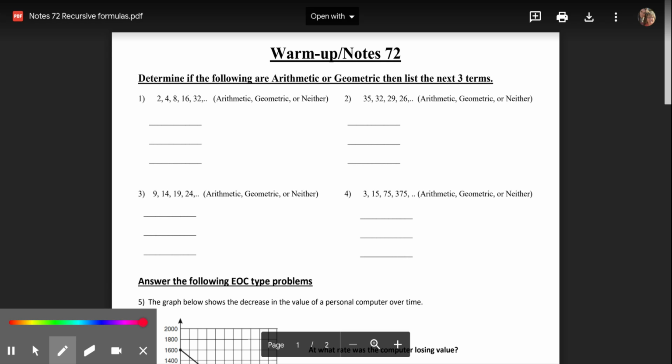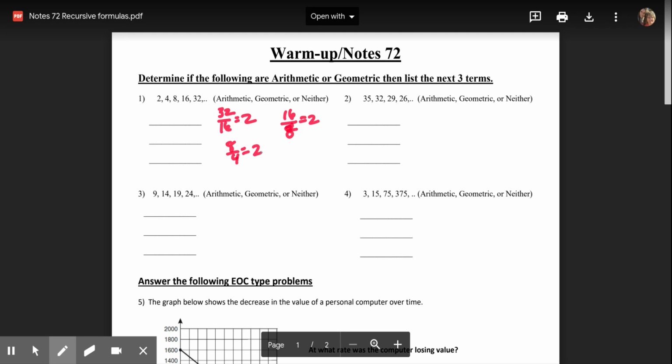So we're going to determine in this warm-up if the following are arithmetic or geometric, and then list the next three terms. In looking at this, 2 plus 2 is 4, 4 plus 2 is not 8. So I'm thinking it's geometric, and we can test this out by doing 32 divided by 16 is 2. Then 16 divided by 8 is 2. And then 8 divided by 4 is 2. And then 4 divided by 2 is also 2. So this is going to be geometric.